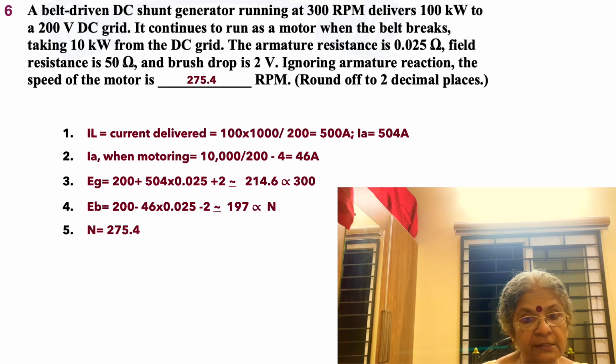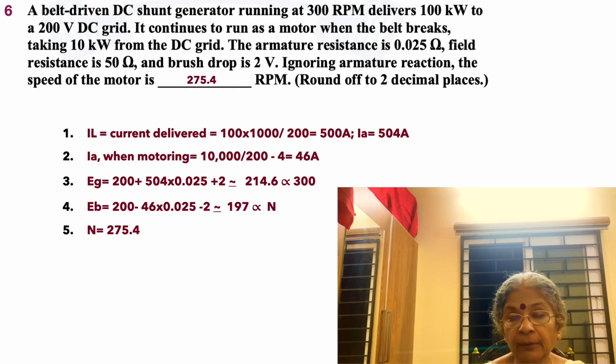What is the difference that has happened? Now we are having 200 minus. The change of sign is because now it is a motor. So 200 is being delivered because the grid remains the same. So 200 minus 46. Why 46? Because though it had 50 amps, 4 amps is for the sake of the field current. So 200 minus 46 into 0.025 minus 2. Again, the brush drop also has to be given, and then we have the remainder as the back EMF.